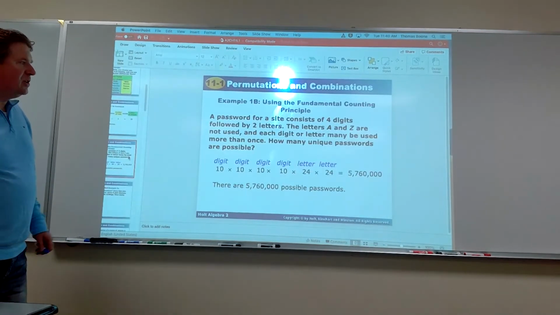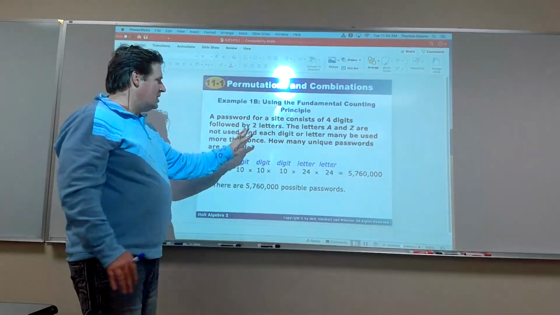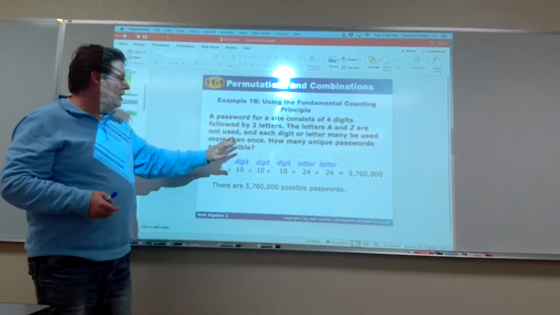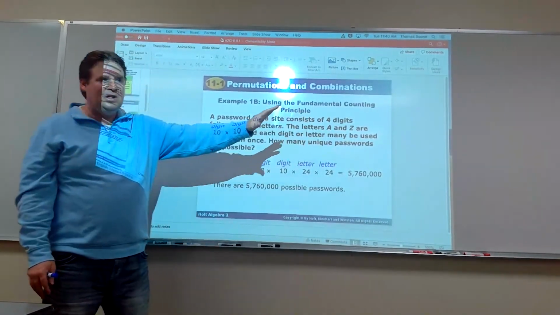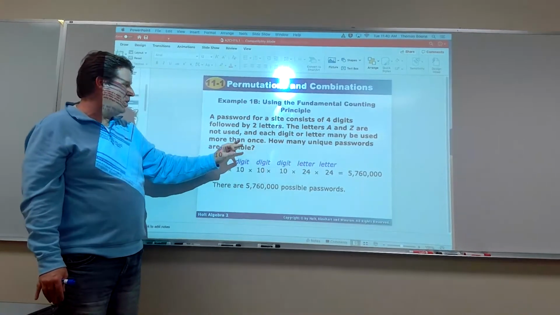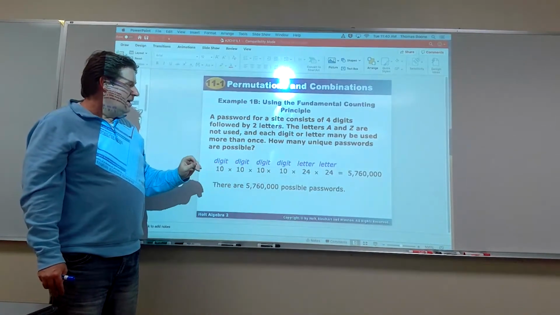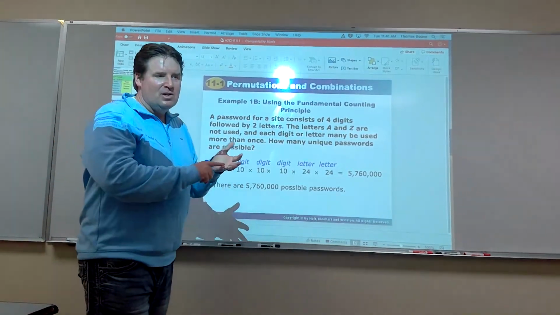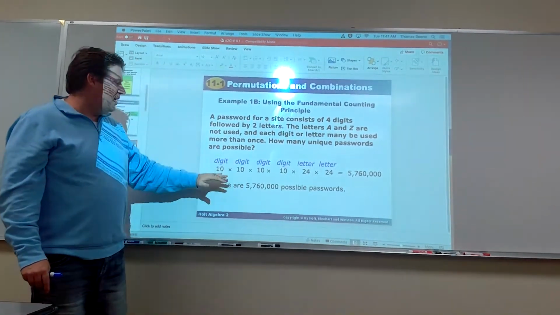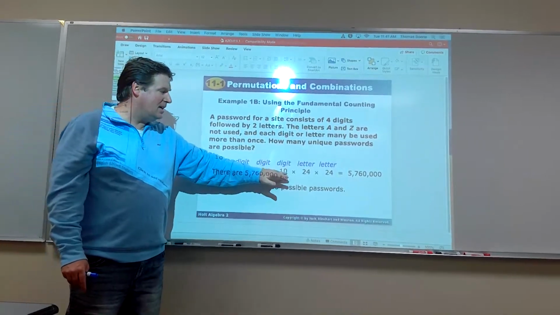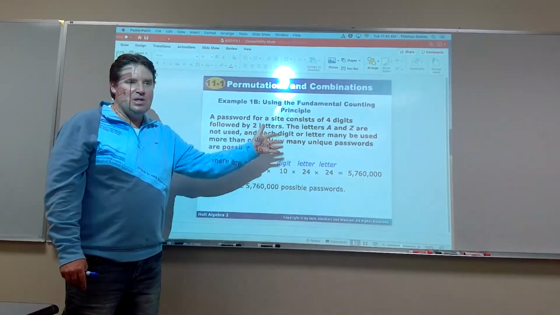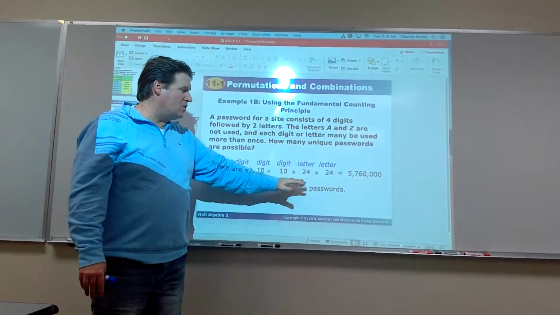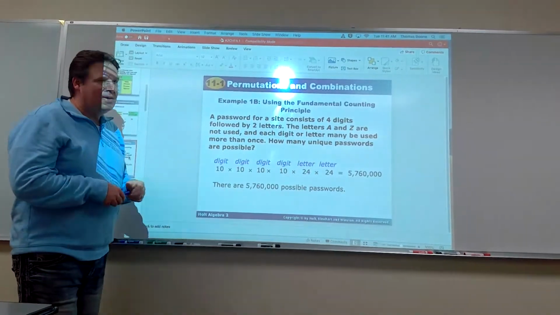Another situation: we have a password with 4 digits followed by 2 letters. We're going to count how many different options there are. Letters A and Z aren't going to be used, so we have 24 choices for the letters, and we're allowed to repeat, since it didn't say we can't. For the digits, remember, 0 through 9 gives 10 choices. So we have 10 choices for the first, 10, 10, 10, and then for the letters, since we're not using A and Z, there's 24 choices each. We multiply those all together and end up getting 5,760,000.